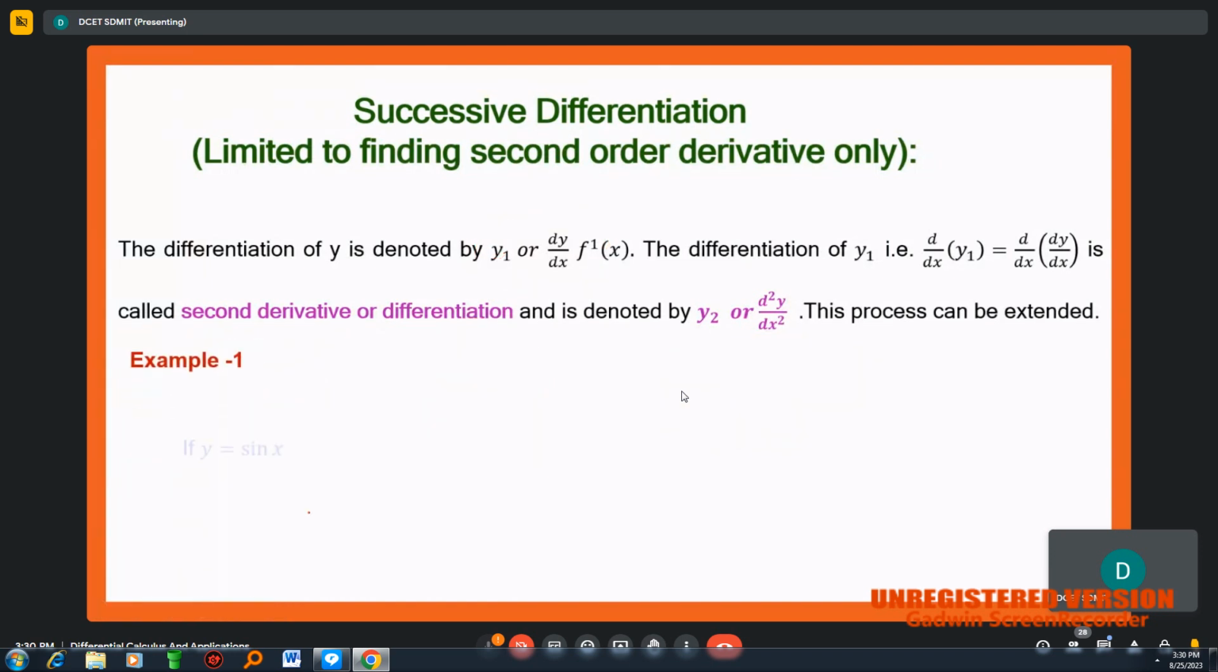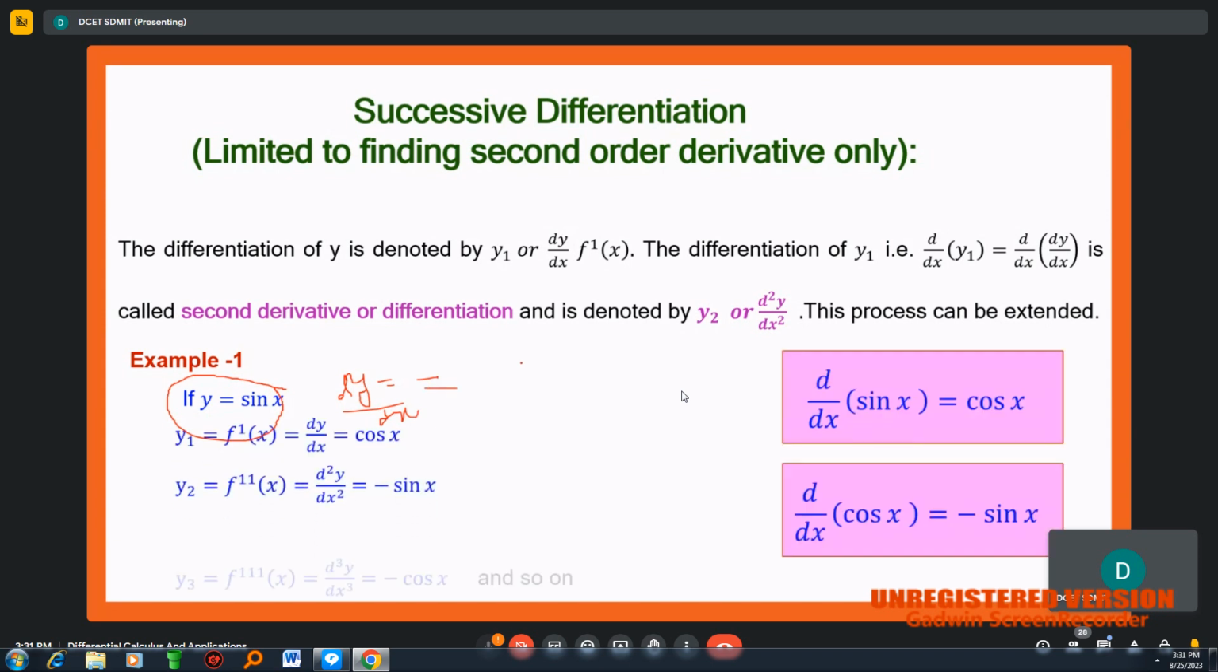Okay, examples here. Consider y. If y is equal to sin x, now we have to find the derivatives up to the second order. Up to the second order derivative means first y is given. What is y? y is nothing but sin x. First we have to differentiate this with respect to x. What is the differentiation of y with respect to x? dy by dx is equal to what?